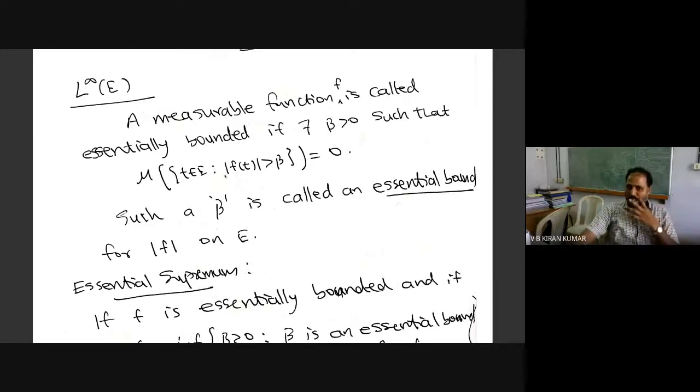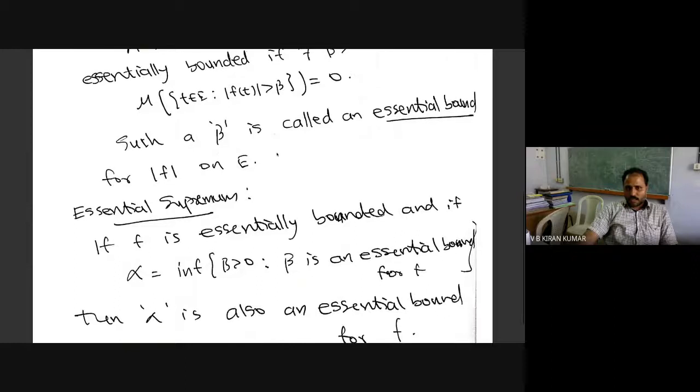That means there exists a β such that |f(t)| greater than β happens only on a set of measure 0. The set of t with |f(t)| greater than β has measure 0. Such a β is called an essential bound. That means f need not be bounded. It can take several unbounded values, but those values are taken only on a set of measure 0. Such a function is called an essentially bounded function.